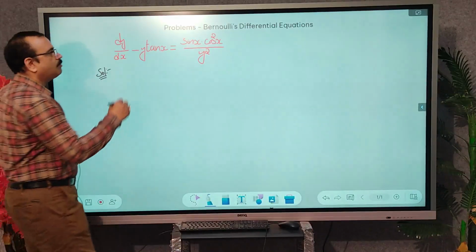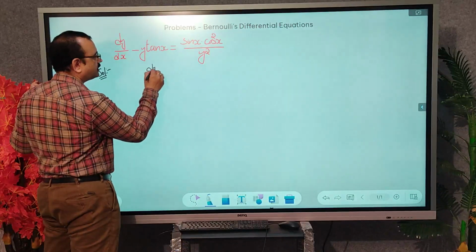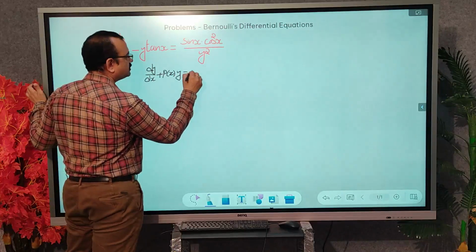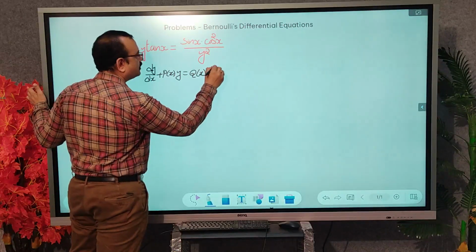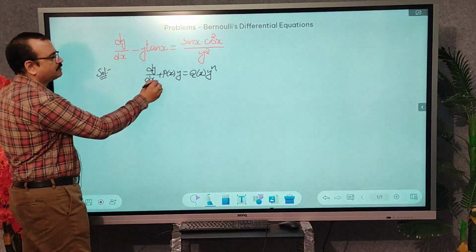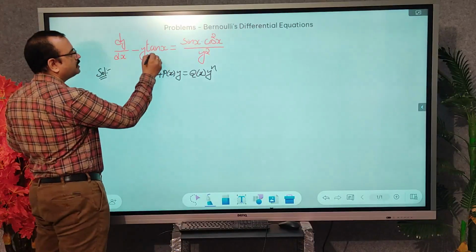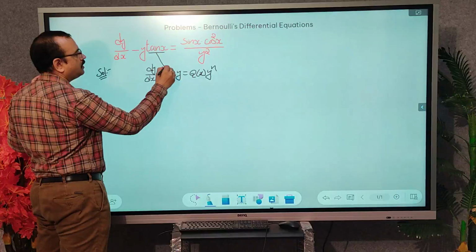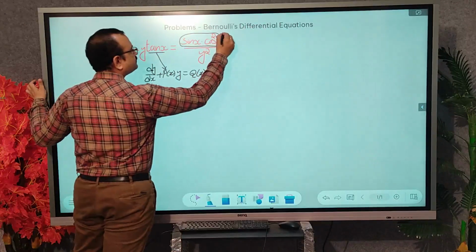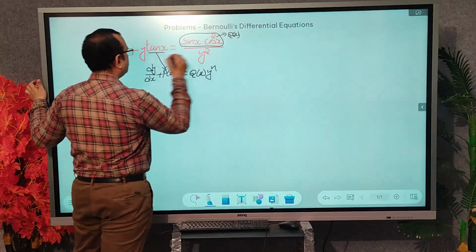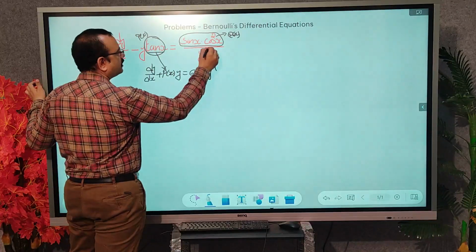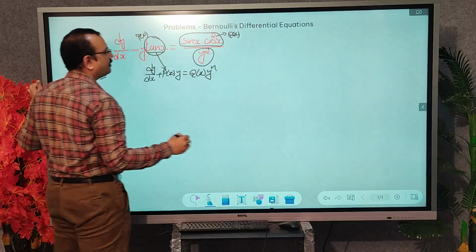So what is the standard form of a Bernoulli's equation in y? It is something like this: dy by dx plus p of x into y is equal to q of x into y power n. This is the general form of Bernoulli's differential equation. Now if you compare the given equation with this standard form, we have dy by dx, and in place of p of x we have tan x, and in place of q of x we have sin x into cos square x. And in place of y power n, here we have 1 by y square, which is nothing but in the form of y power n.